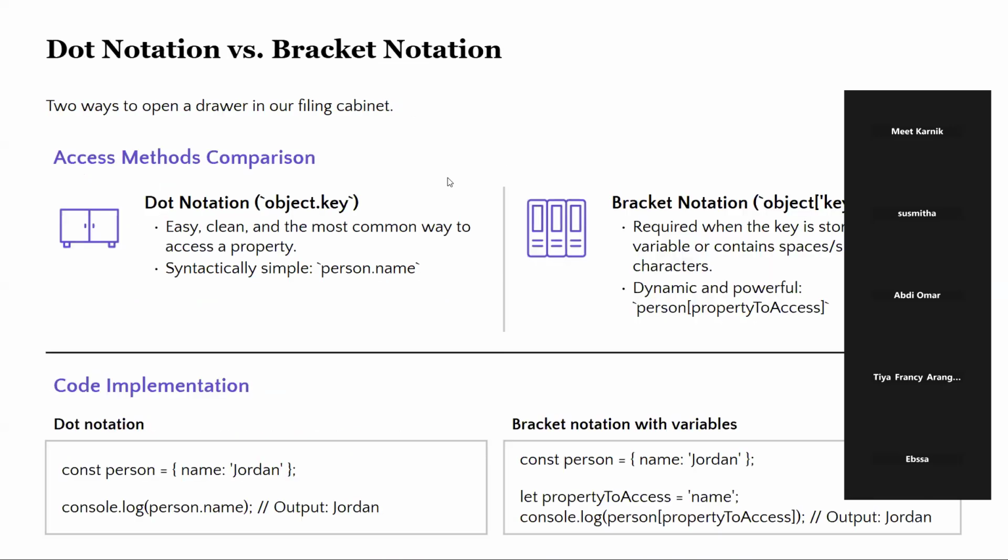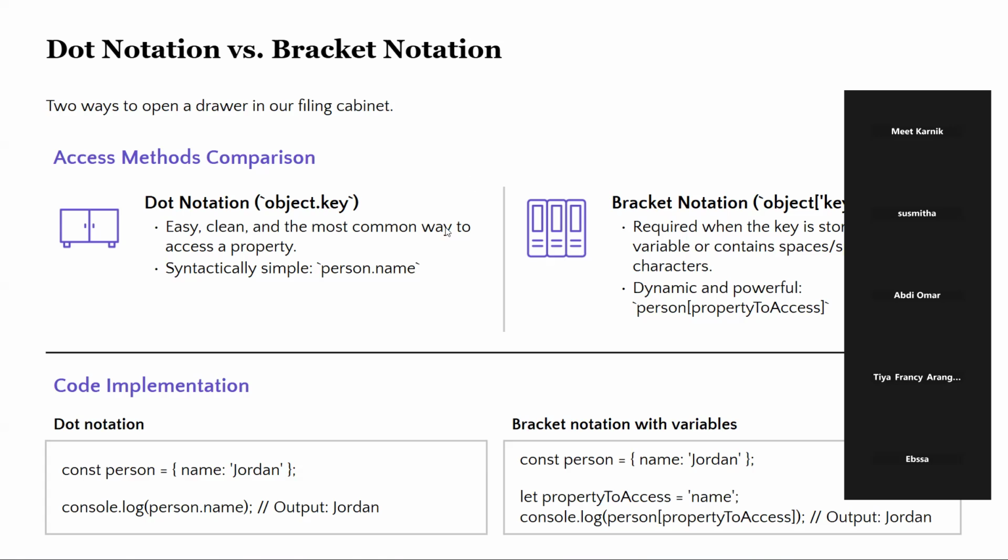Now, let's take a look at how we actually access the data inside it. So in JavaScript, the two main ways to access that data are dot notation and bracket notation. The dot notation is said to be the cleaner approach. You just write the object name, the dot, and then the property name. So if I write person dot name, JavaScript looks inside the person object and gives me the value that is stored under the name key.